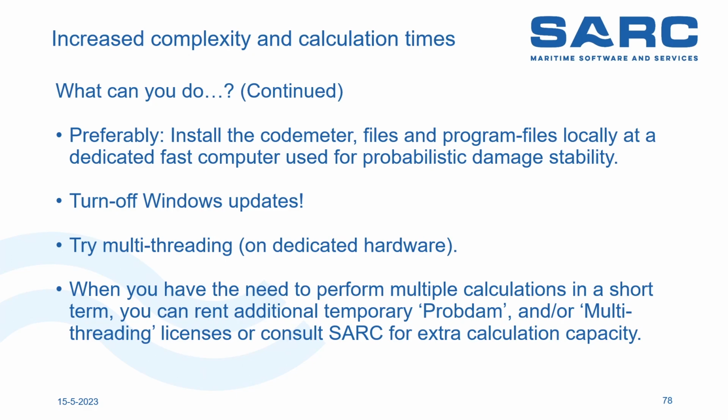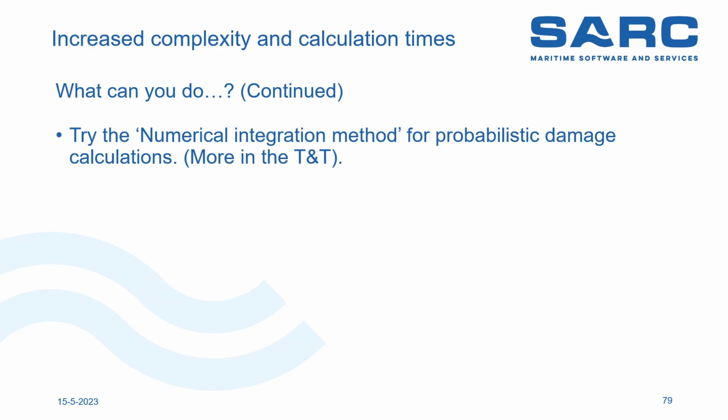We have quite a fast computer, and of course we charge a little for that, but that saved them a lot of time. We also experimented with an external computer, which you can rent for a month or something like that. With remote access, you can access the computer and perform probabilistic damage stability calculations. It's not something we have on our price list, but if the need would arise, please contact us, because we can start it up again.